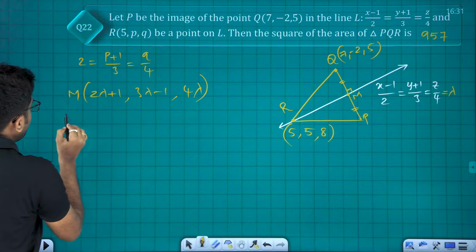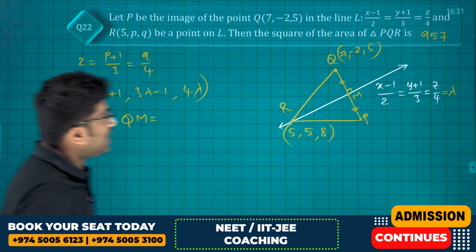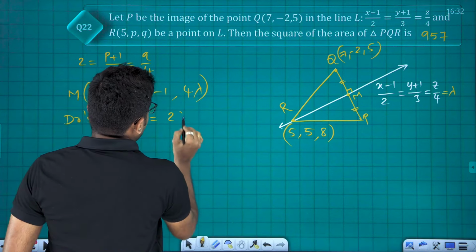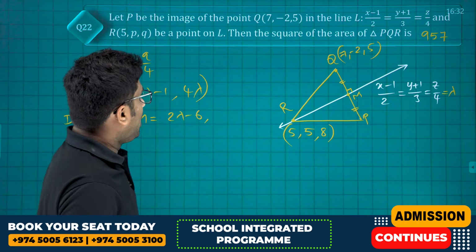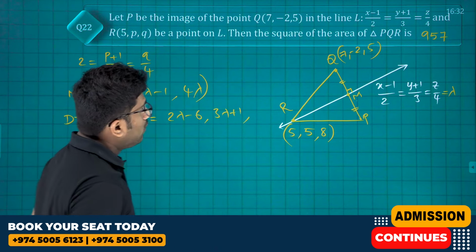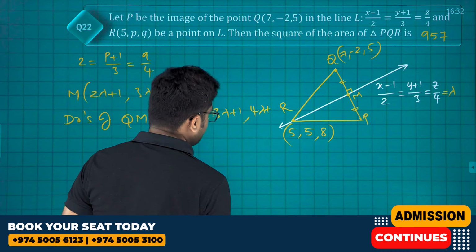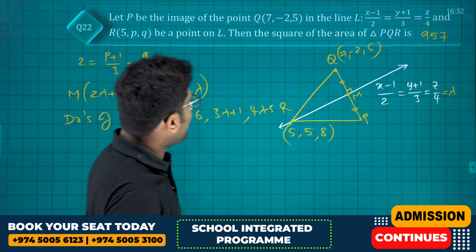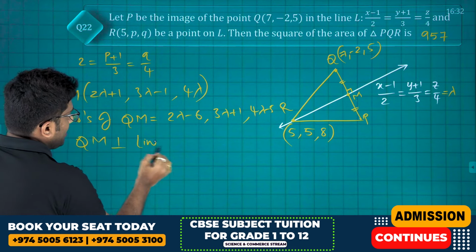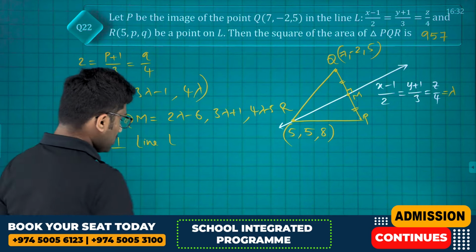Now the drs of QM will be 2 lambda plus 1 minus 7, that is nothing but 2 lambda minus 6, 3 lambda minus 1 plus 2, so 3 lambda plus 1, and 4 lambda minus 5. So clearly QM is perpendicular to line L, which implies the dot product of these two drs should be equal to 0.